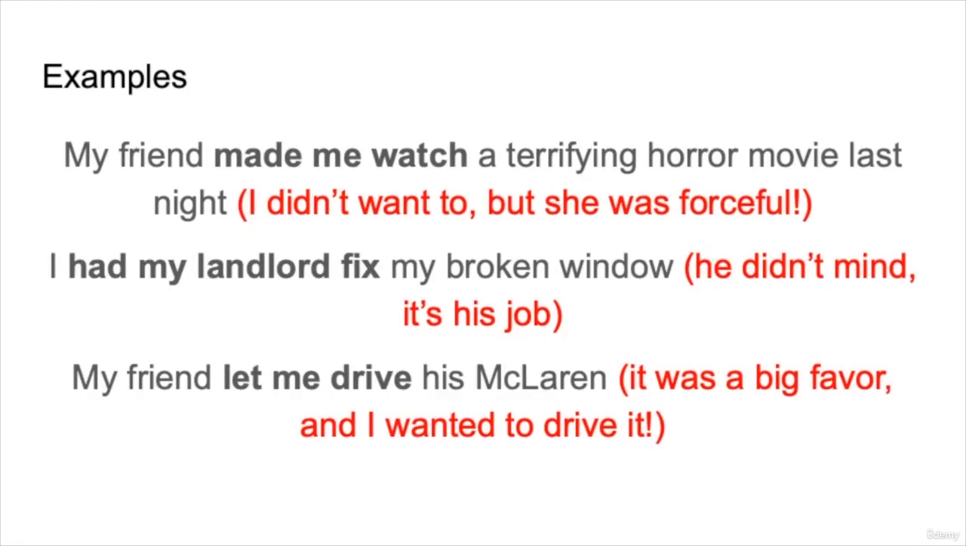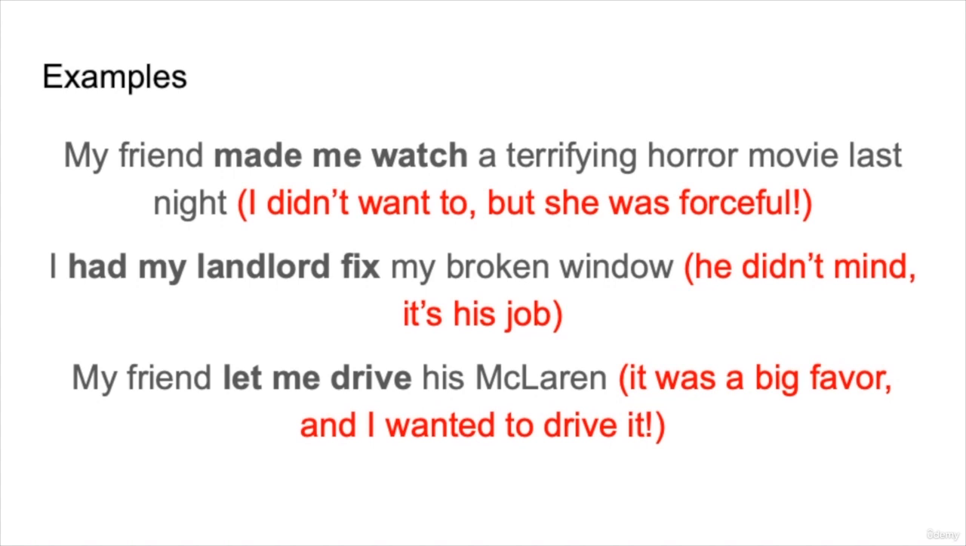Okay, some expanded sentences here. My friend made me watch a terrifying horror movie last night. I really didn't want to. I really don't like horror movies, but she was very forceful, and so she eventually made me.